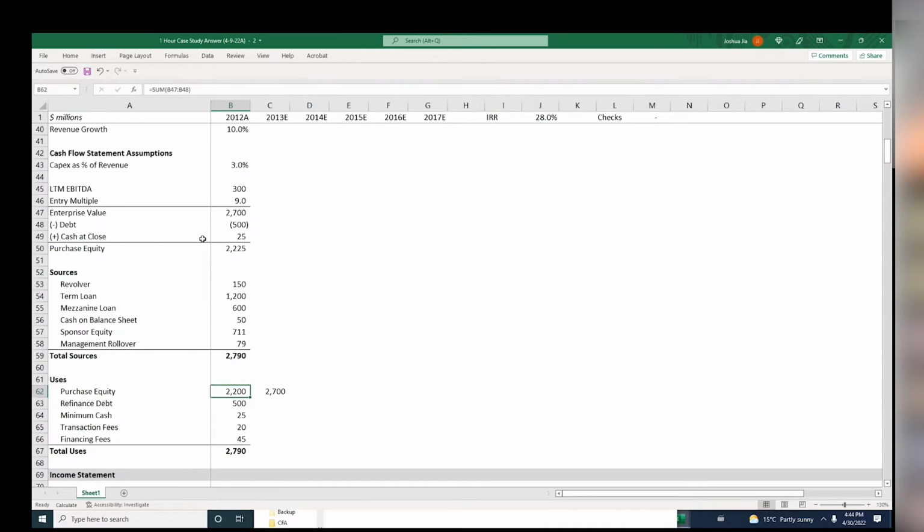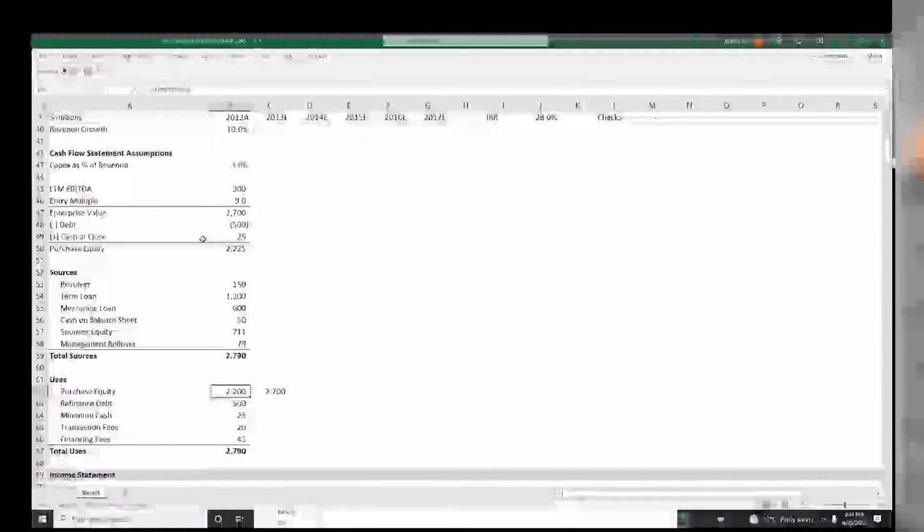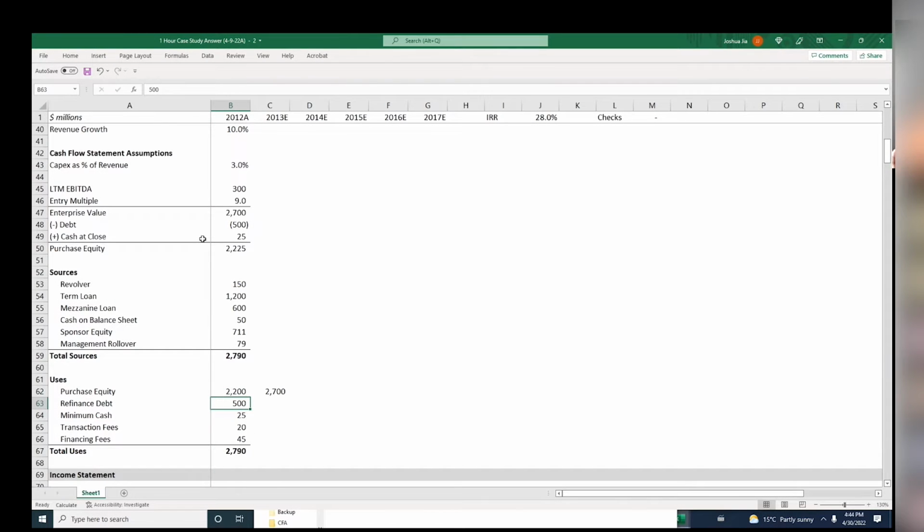What does that mean, by the way, refinance debt? It doesn't mean anything, to be honest, because they gave you the debt terms. Yes, you're refinancing it, but you don't really care what the debt was before. I just have to do it in my sources and uses to show that I read the case study and that I've accounted for this. So yes, we're buying the company for 2.2, but we're also going to use 500 million to refinance the debt, and that's where that comes from.